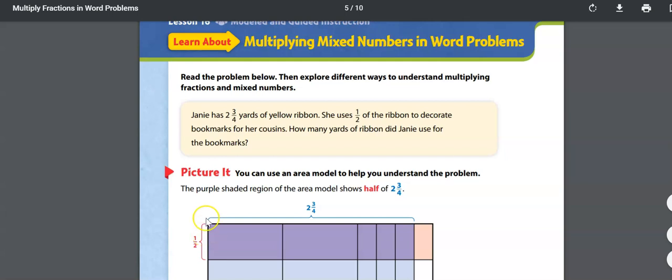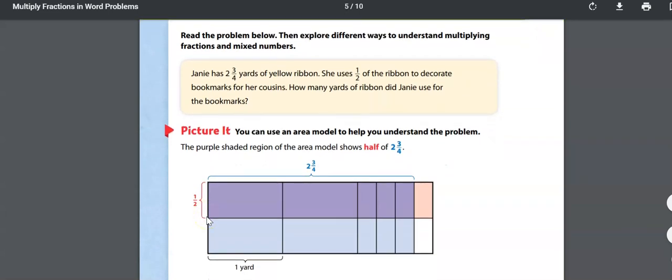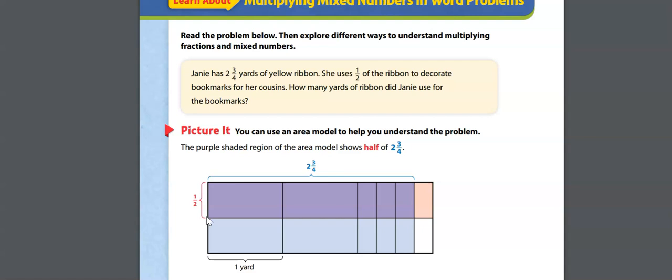All right, boys and girls, so now we're going to read the problem below and explore different ways to understand multiplying fractions and mixed numbers. It says Janie has 2 3/4 yards of yellow ribbon. She uses 1/2 of the ribbon to decorate bookmarks for her cousins. How many yards of ribbon did Janie use for the bookmarks?